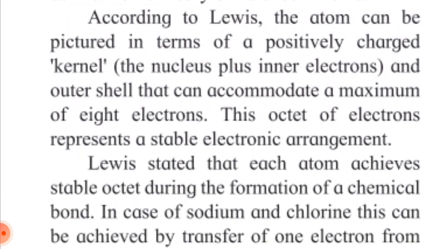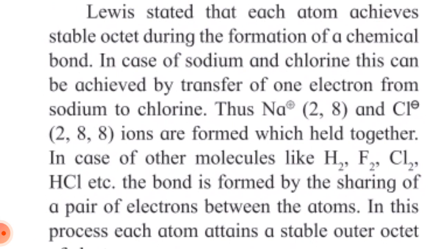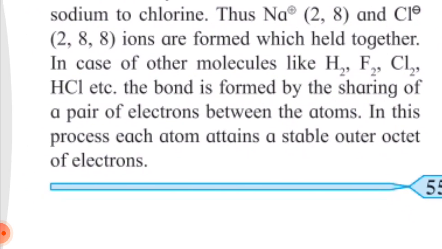According to Lewis, the atom can be pictured in terms of a positively charged kernel, the nucleus plus inner electrons, and outer shells that can accommodate a maximum of 8 electrons. This octet of electrons represents a stable electronic arrangement. Lewis stated that each atom achieves a stable octet during the formation of a chemical bond. In the case of sodium and chlorine, this can be achieved by transfer of one electron from sodium to chlorine. Thus, Na+ (2,8) and Cl- (2,8,8) ions are formed, which are held together.